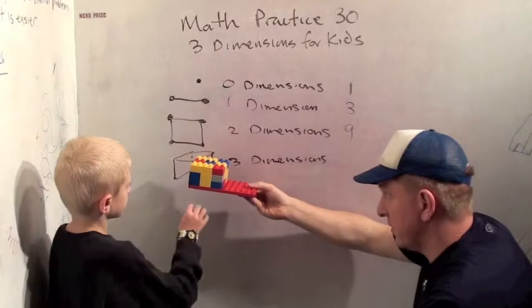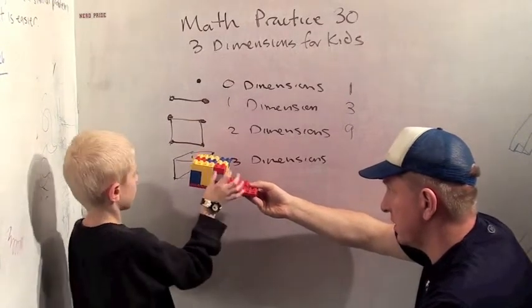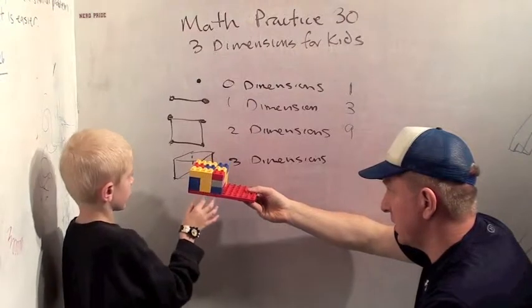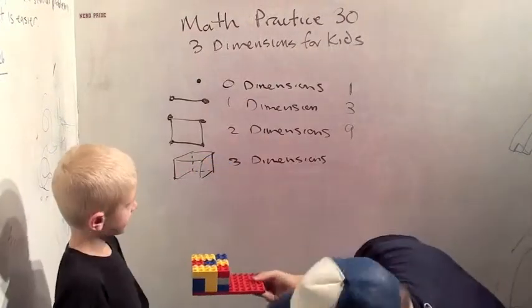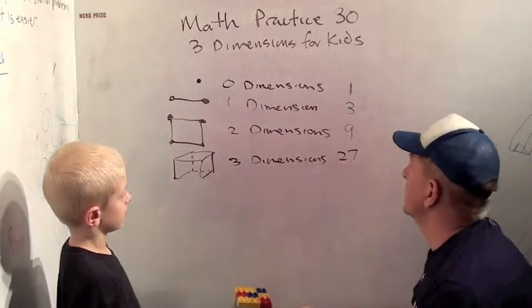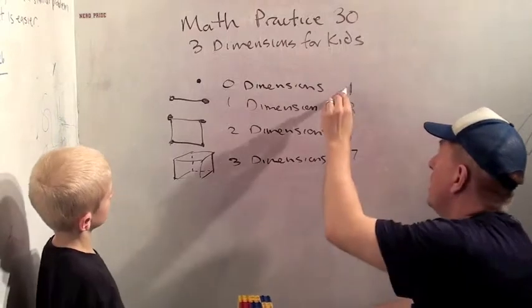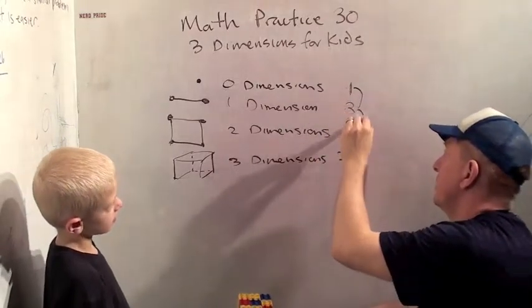Well, you have 3, 6, 9. 3 rows are 9. That would be 18. That would be 27. 27. Very good. 27. Do you see a pattern here? 1, 3, 9, 27.